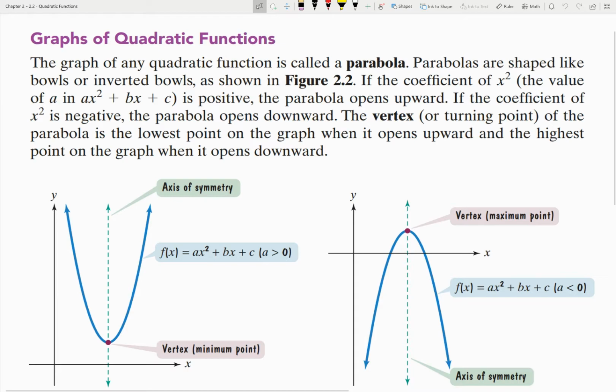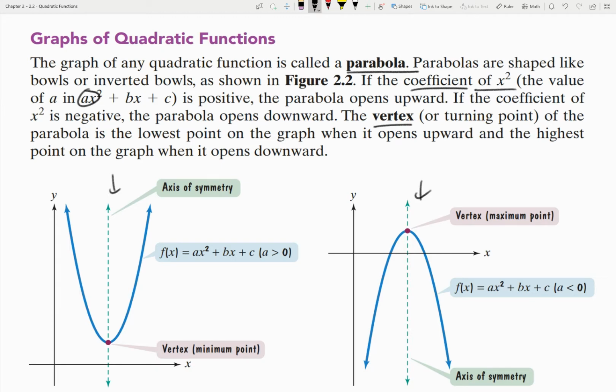So the graph of any quadratic function is going to be a parabola, okay? That's this U-shaped or bowl-shaped graph, like the two you can see down below. We know which way the graph is going to go, whether it is going to open up or open down, based on the coefficient of x squared. That's this number right there, the a value. If it's positive, the parabola opens up like the one on the left, and if it's negative, the parabola opens down like the one on the right.